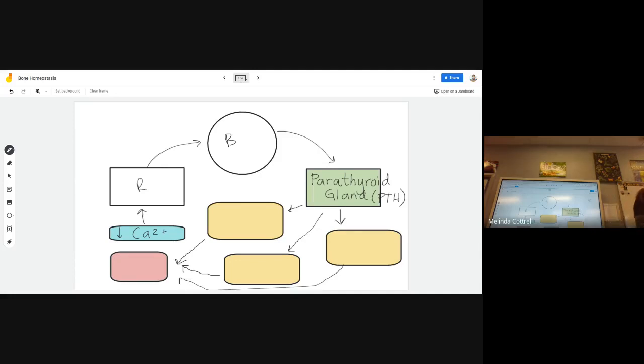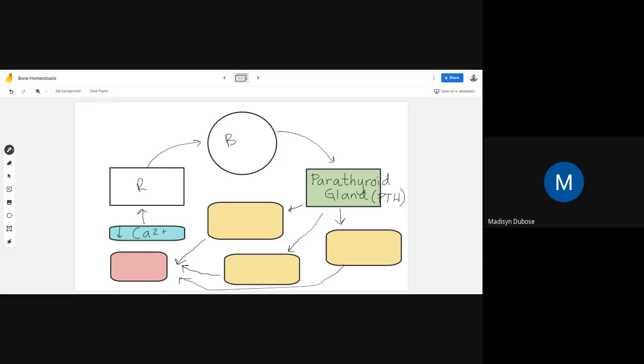I do have a PDF of this. If you want one after this, it'll be a little clearer. Madison, if you want a PDF of this graphic organizer, I can get that to you. Just remind me at the end of class. Okay.